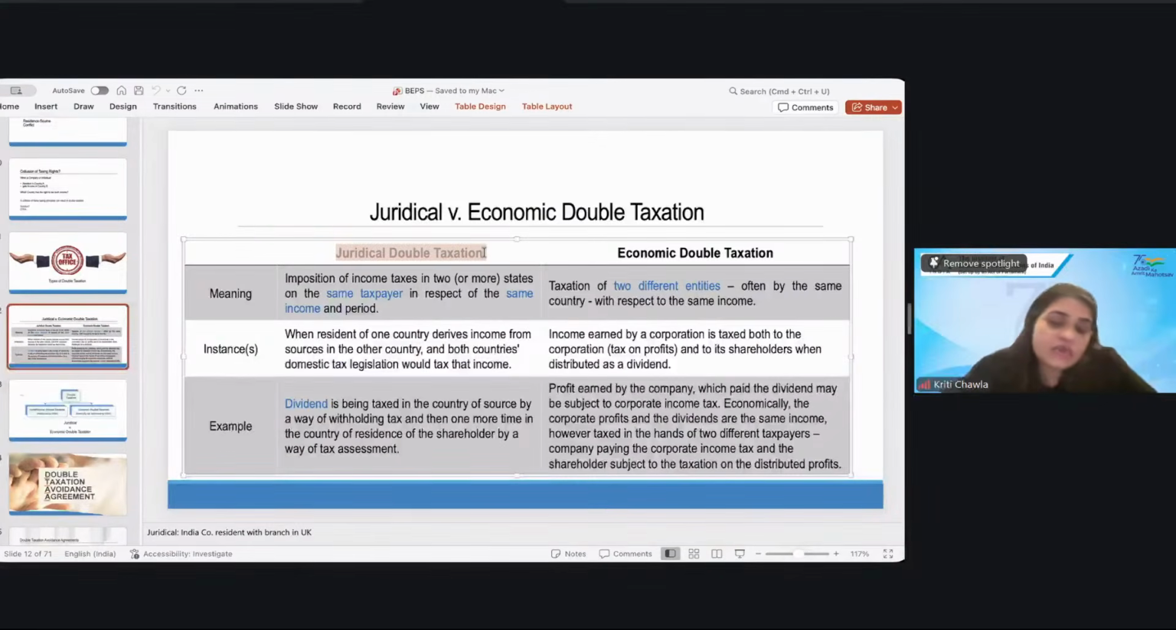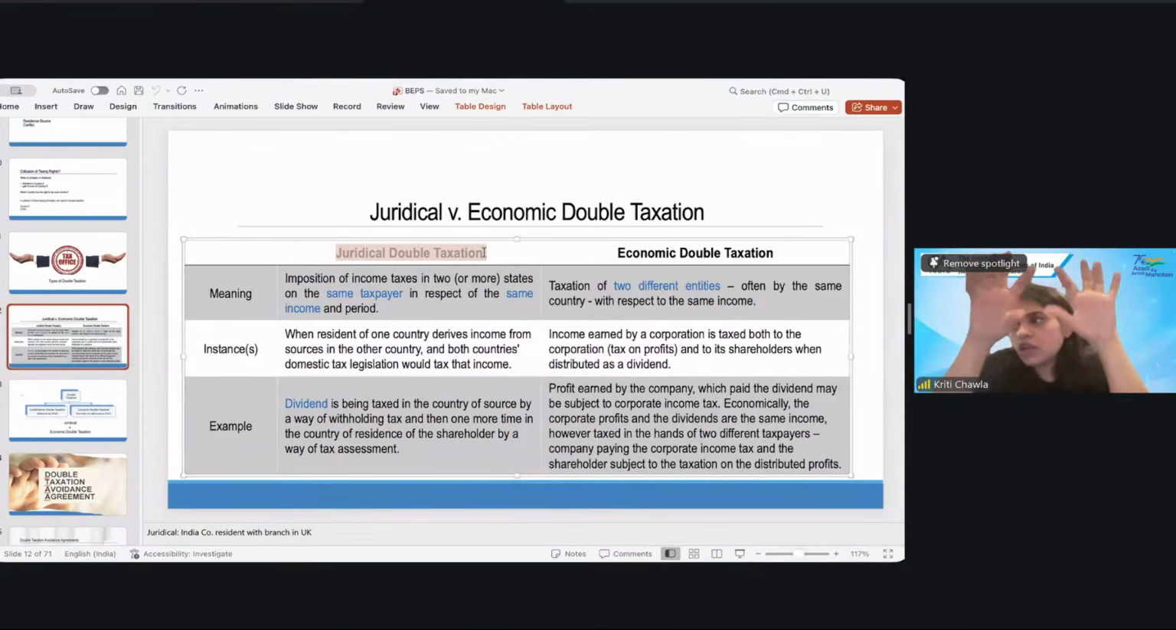UK will say that there is source-based taxation. You have a branch in the UK. So as per source-based taxation, you should be paying taxes in the UK. Now, this is where India will say that, because you're a resident of India and you have a branch in the UK, your global income is going to be subject to tax in India.